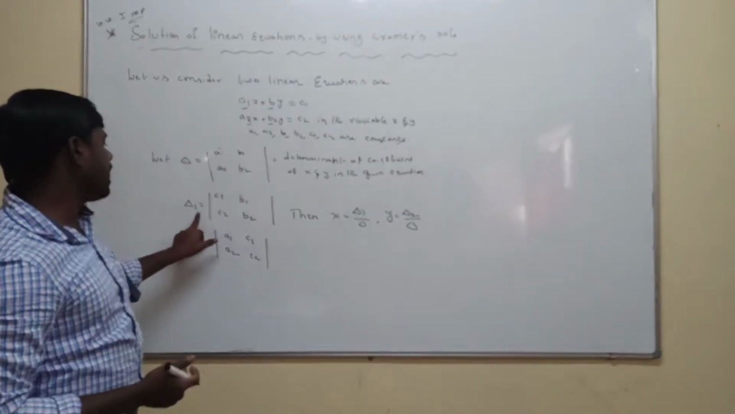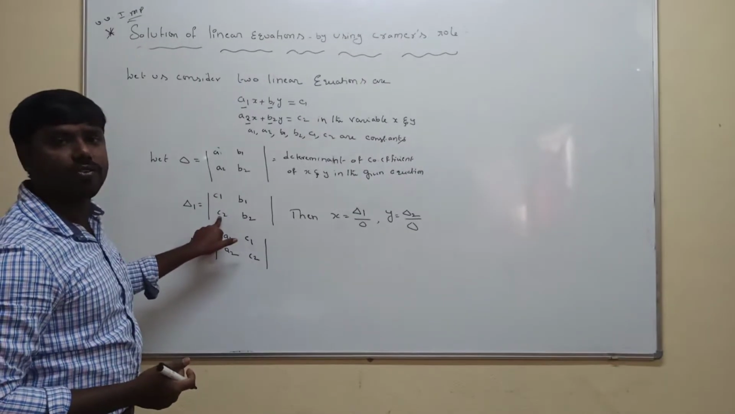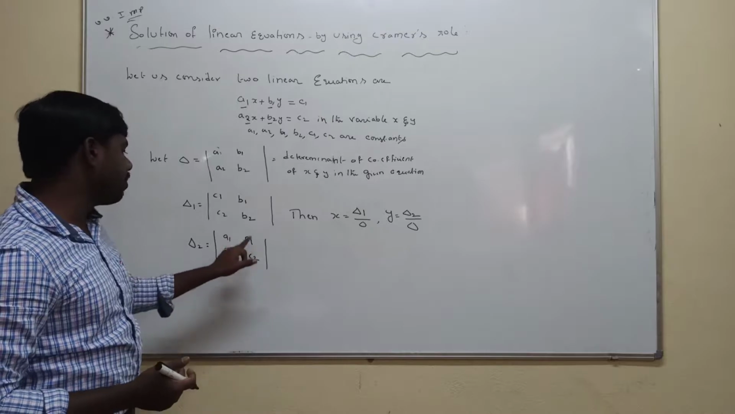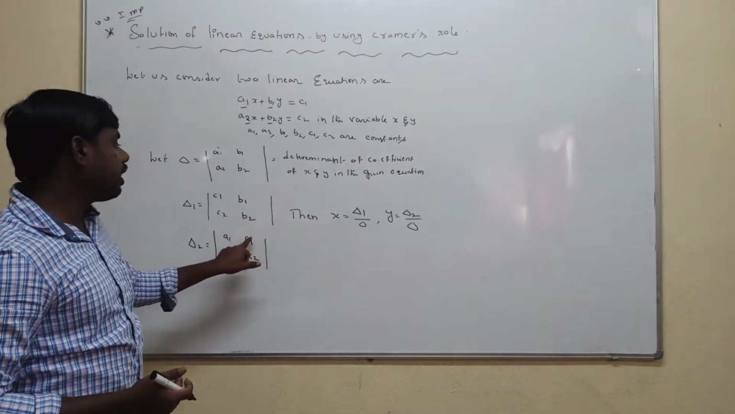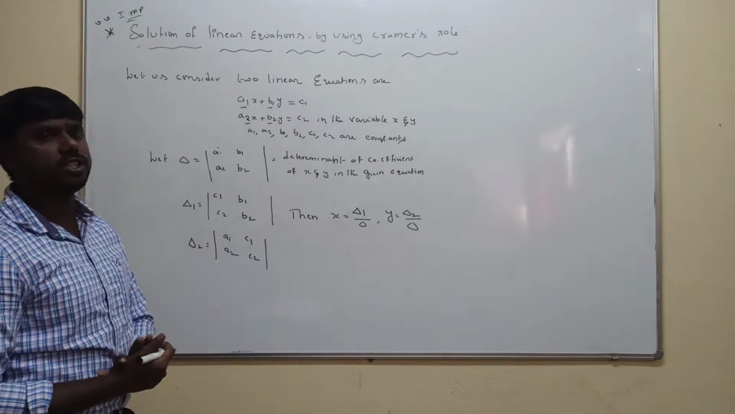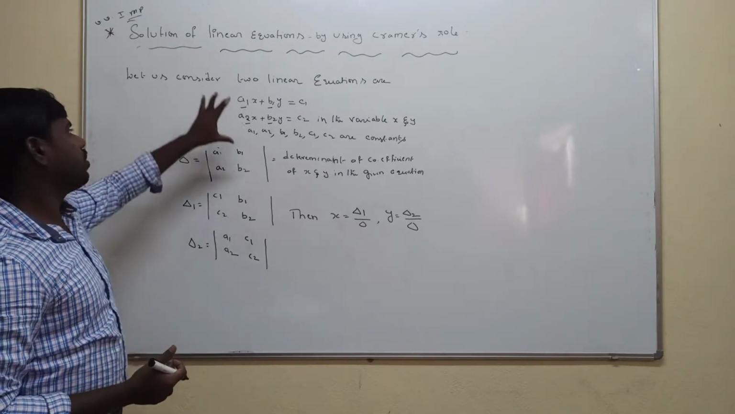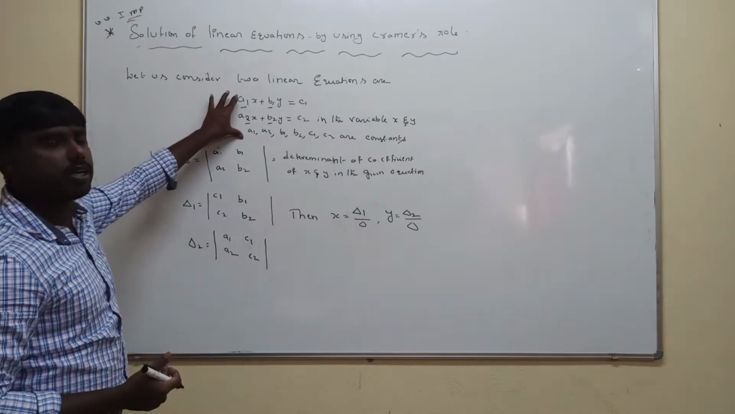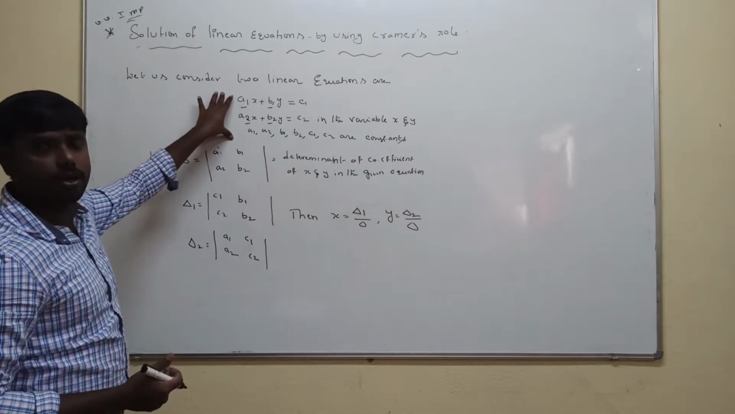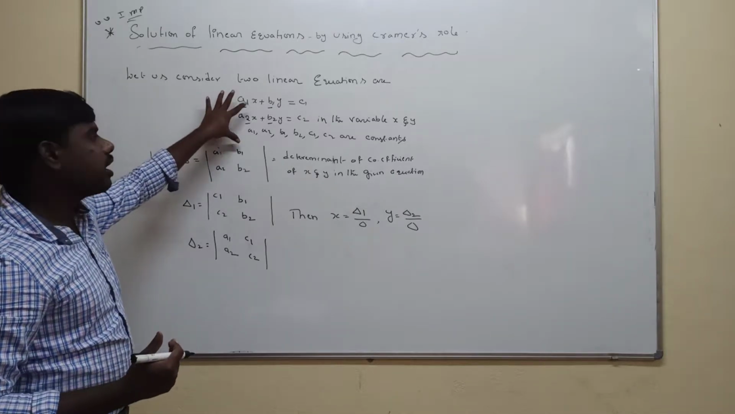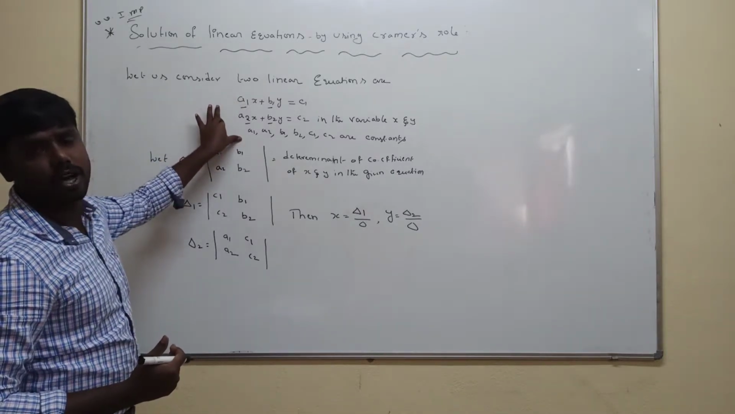Because in delta 1 we are eliminating the x coefficient values, and in delta 2 we are eliminating the y coefficient values, replaced with C1, C2. This is the procedure. First, you have two linear equations. Here x and y are the variables, and the remaining values are constant values.